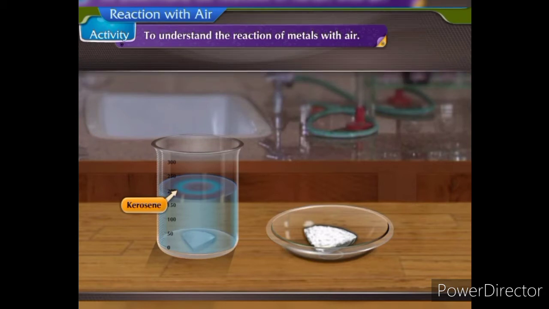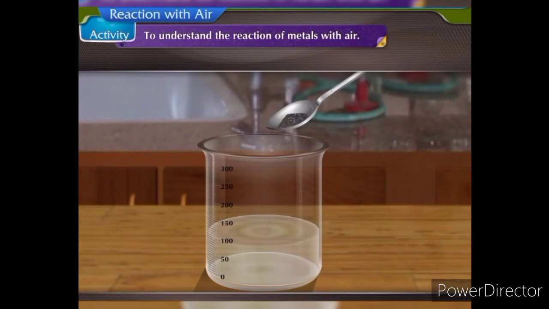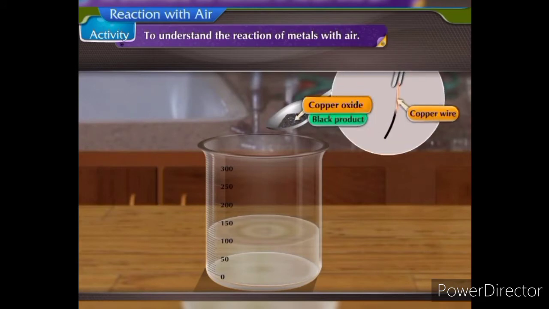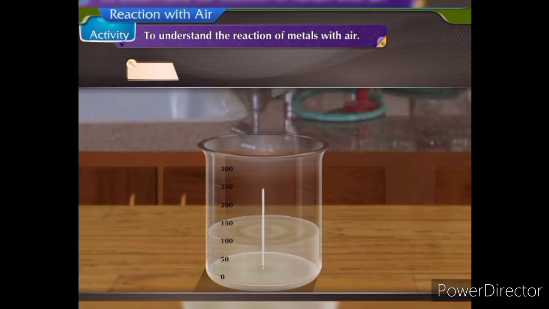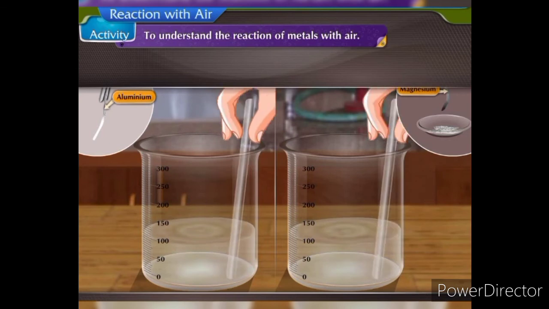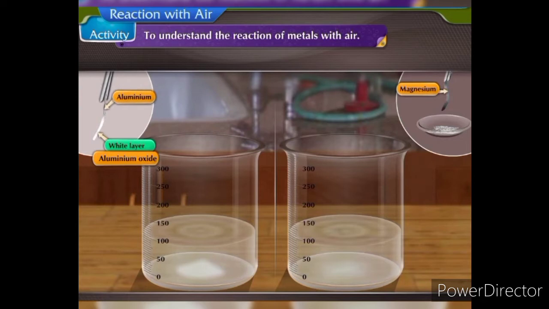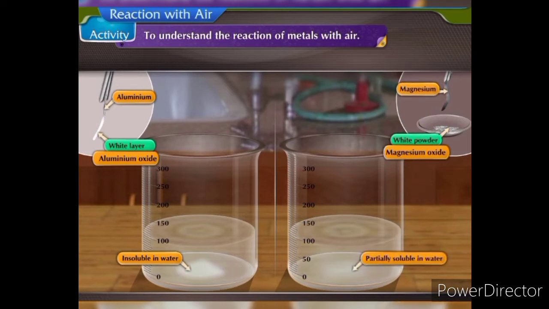Let us now check whether the metal oxide formed is soluble in water. We shall begin with copper. Carefully transfer the black product formed on the copper wire in water. Is it soluble? No, it is not. Similarly, check in the case of aluminium and magnesium. What do you observe? The white layer formed on the aluminium wire is insoluble in water. The white powder formed in the case of magnesium wire is partially soluble in water. Let us now summarize the reactions of metals with oxygen.